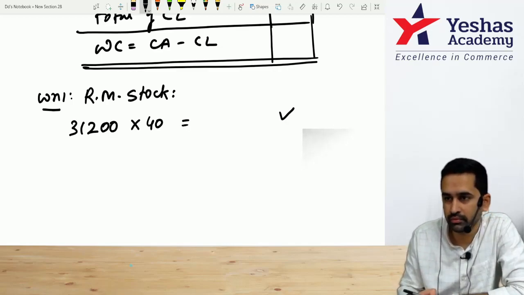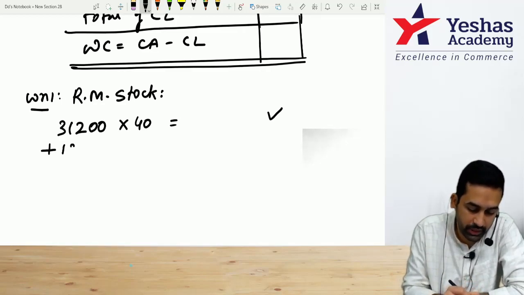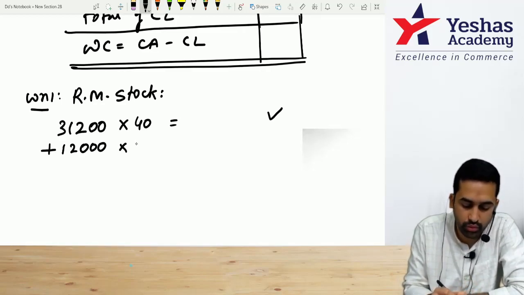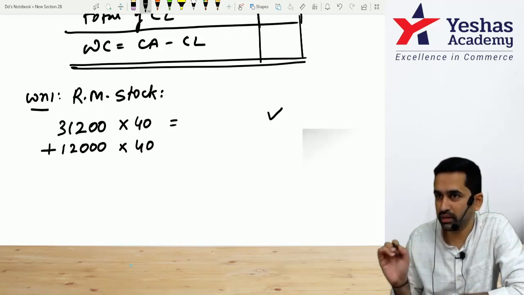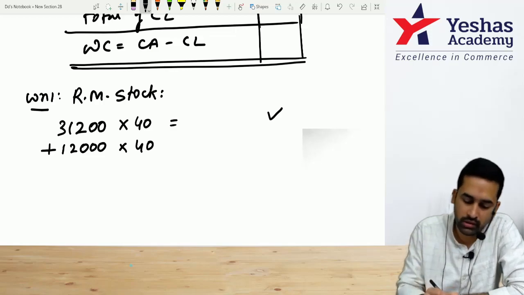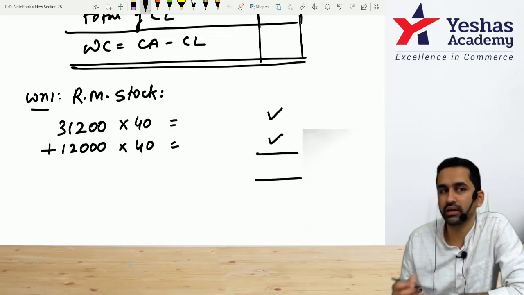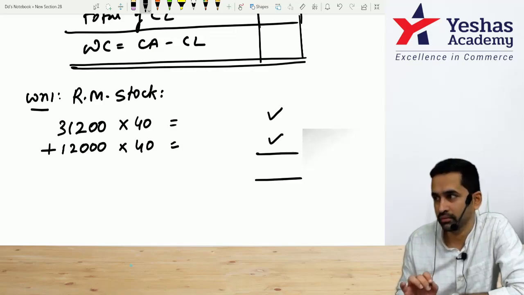M plus, one more number: WIP 12,000 into 40. I don't have to multiply with DOC because it is 100% for material. M plus, this will be the total raw material that you will be consuming for the entire year, correct?